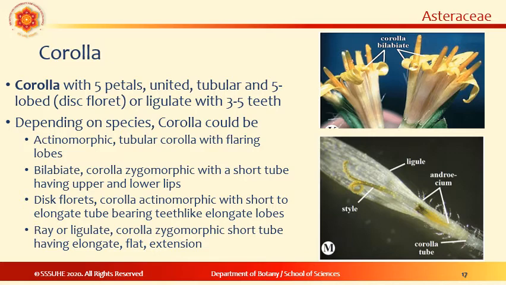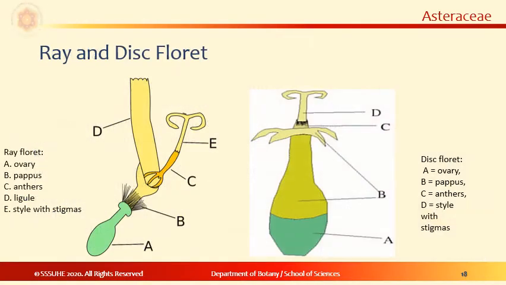The disc flowers of the corolla are actinomorphic with a short or elongate tube bearing teeth-like lobes. The ray or ligulate corolla is zygomorphic with generally a short tube having an elongate flat extension bearing 3 to 5 apical teeth. A flower could have a ray floret or a disc floret or both. So here are the structures of these florets. Ray florets are generally on the periphery, and here you can see the parts have been marked. Disc florets are generally in the center.